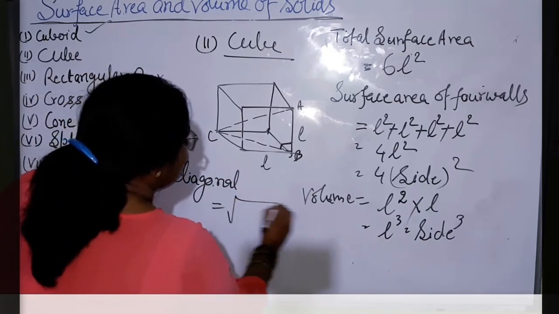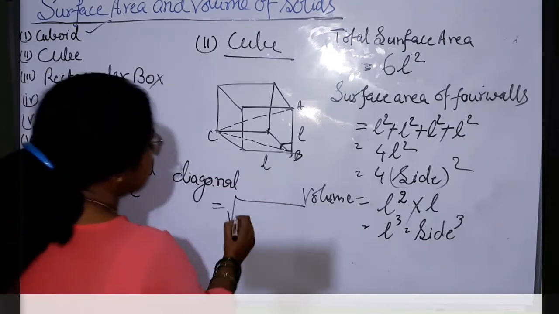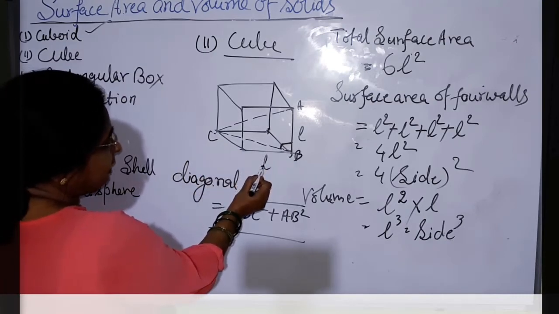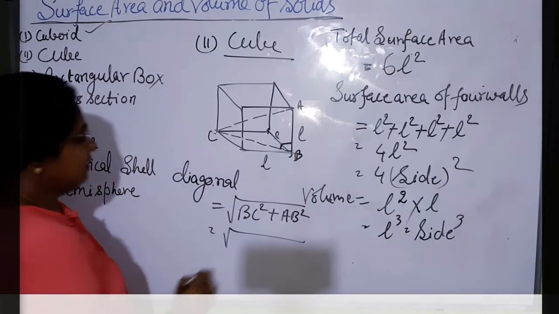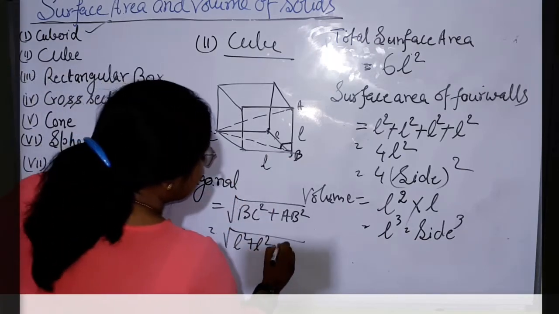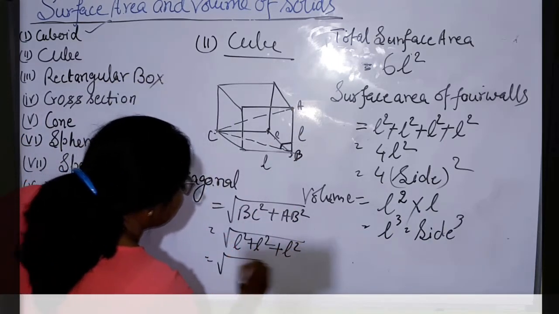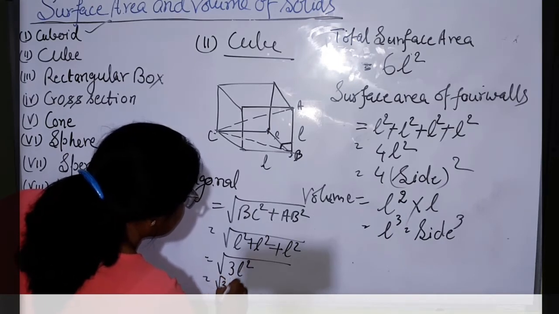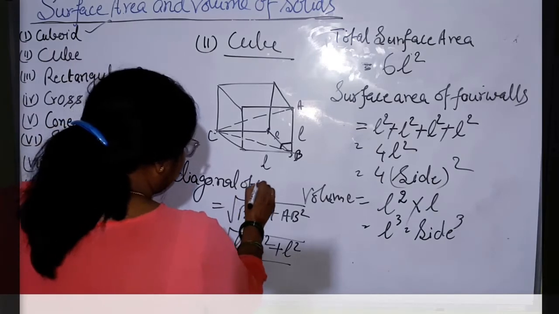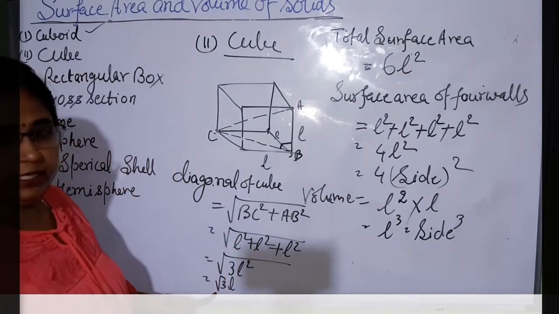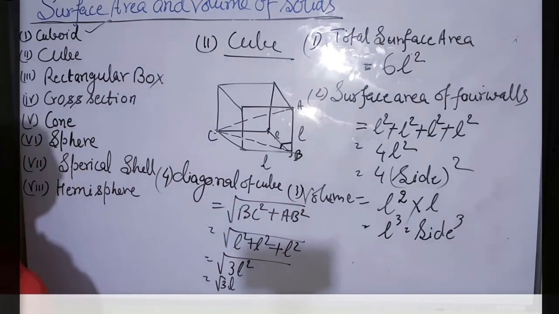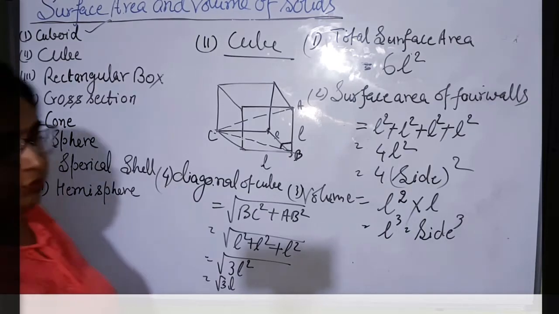Diagonal is equal to root under, by Pythagoras theorem, BC square plus AB square. Now BC square is equal to L square plus L square, because all sides are the same. So BC square is L square plus L square, and plus AB square is again L square. It means root under 3L square, and root 3 is there, and removing the square root, it is root 3 L. Now diagonal of cube. Diagonal of cube is equal to root 3 L. Now there are 1, 2, 3 and 4, these 4 formulas. All formulas for cube you have to remember, completed.